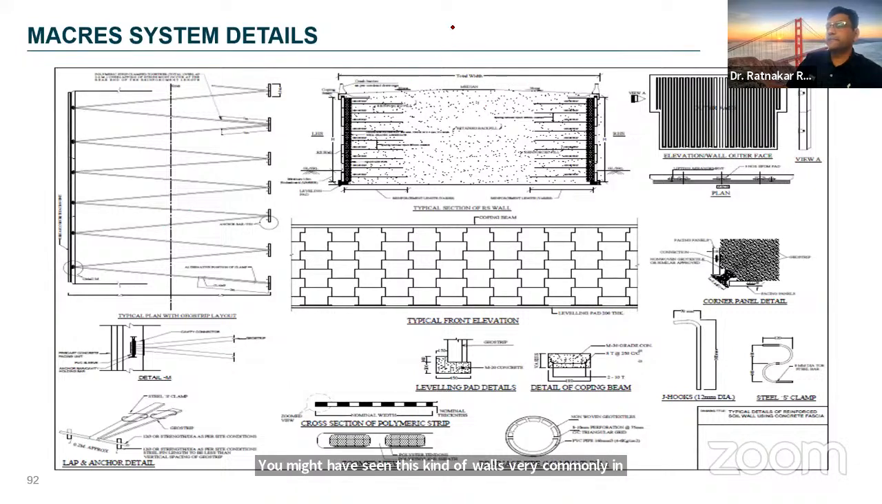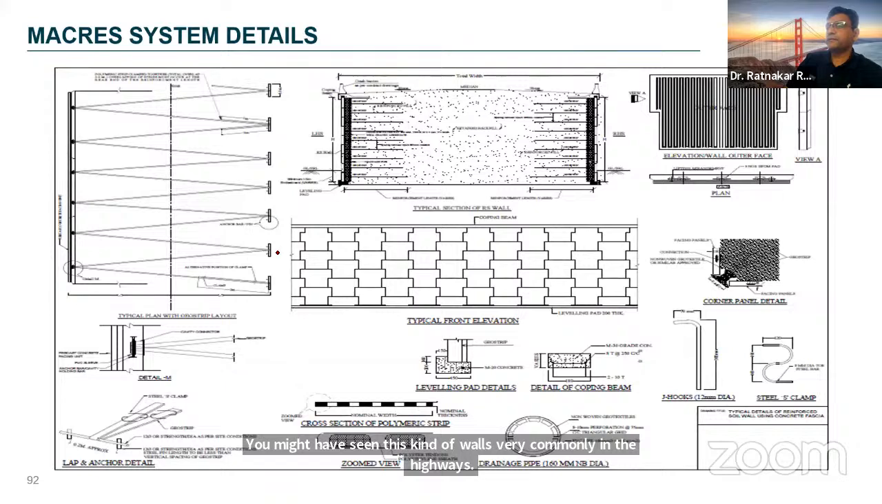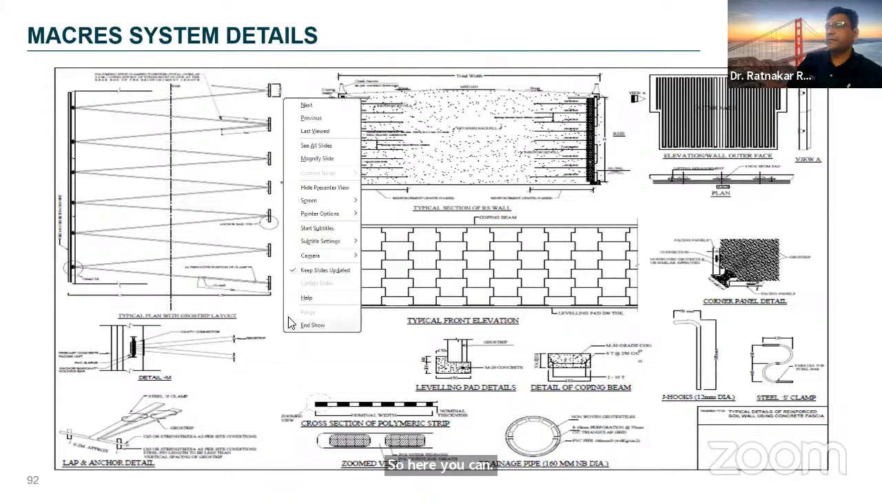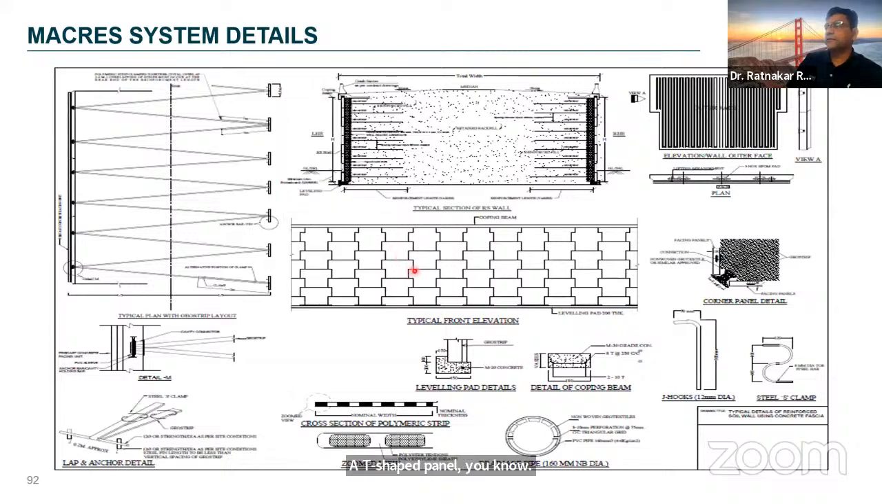So here you can see the T-shaped panel, maybe I will just go to the pointer. So you can see a T-shaped panel, concrete panel, and then you have horizontal layers of the reinforcement. This is the plan drawing where the strips are being laid in a zigzag fashion. This is the fascia. This is the typical shape of the panel and how exactly these strips are anchored at the back as well as in the fascia.